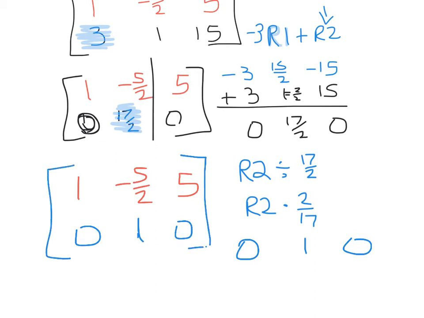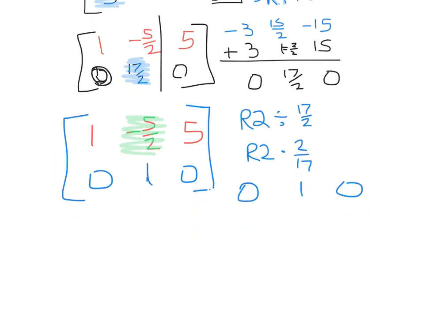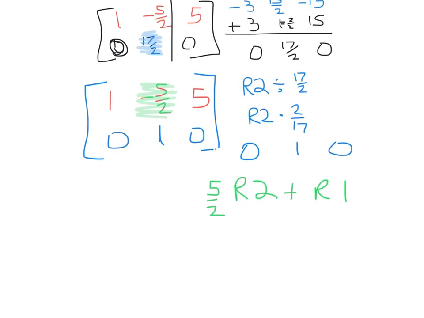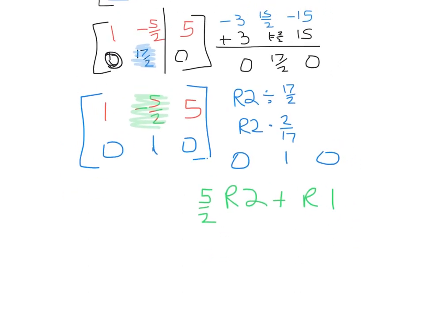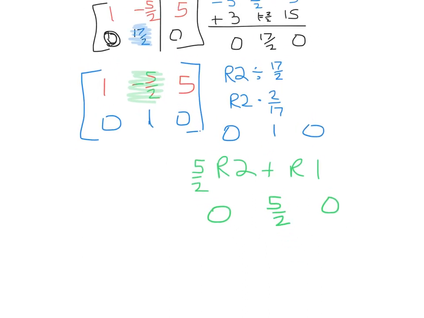And now I need to make 5 over 2 become 0. So now I'm going to take row 2, multiply it by 5 over 2, and add it to row 1. So when I multiply row 2 by 5 over 2, I get 0, 5 over 2, and 0. And then I'm going to add it to row 1.